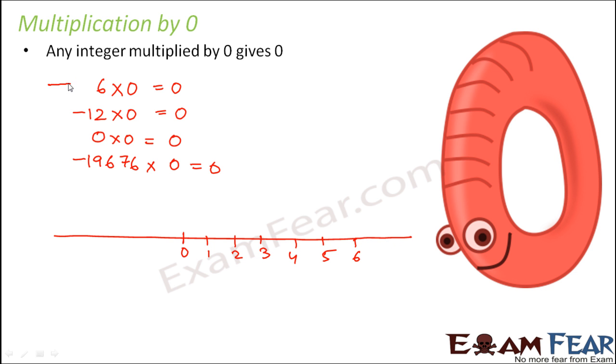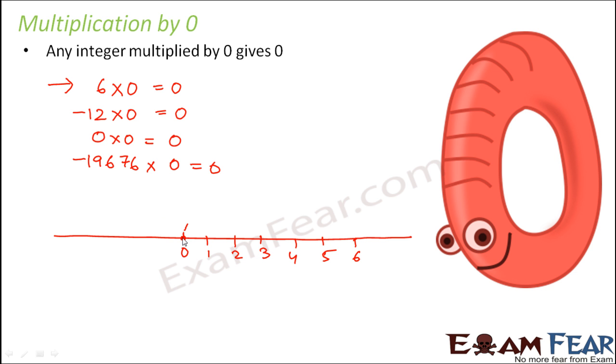Now let us take the first example, that is 6 multiplied by 0. Now what is the meaning of 6 multiplied by 0? Earlier we have learned that when we say 6 multiplied by 1, that means 6 is added one time. So one time added means from 0 you will take one jump till 6. Right? Now when we say 6 multiplied by 0, that means 6 is added 0 times. That means 6 is not added at all. So where do you reach?